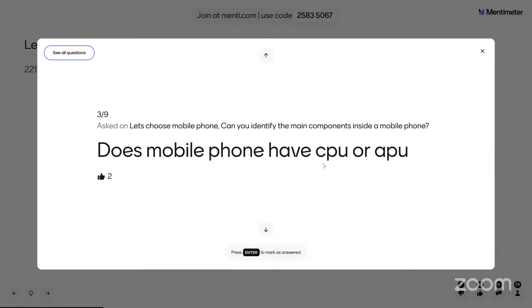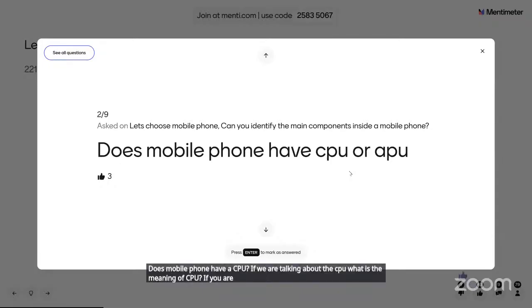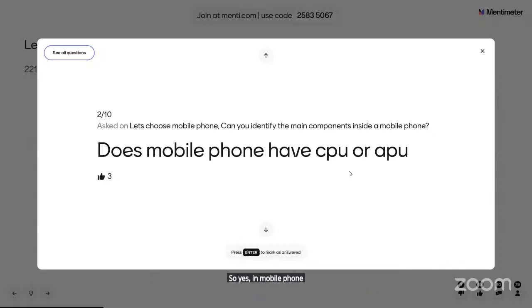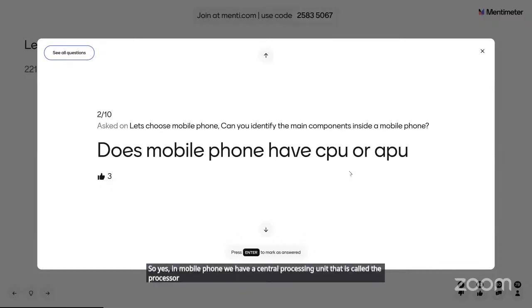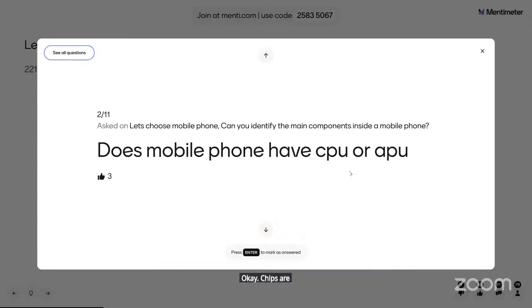Does a mobile phone have a CPU? If we are talking about the CPU, what is the meaning of CPU? If you relate the CPU with your computer CPU, that is a different thing. But the CPU is the central processing unit. So yes, in a mobile phone we have a central processing unit that is called the processor. If you are purchasing any mobile phone like an iPhone, there is a processing chip available. A16, A18 nowadays. Chips are available in mobile phones.